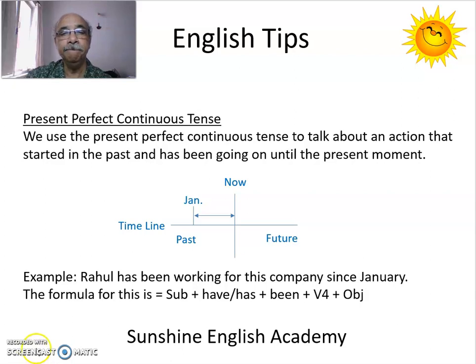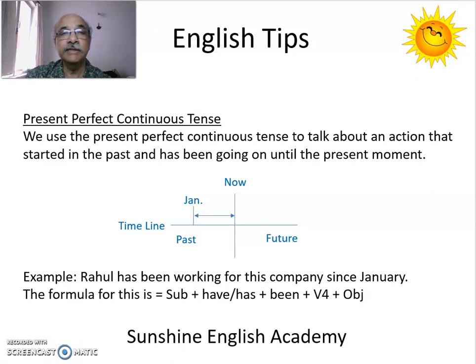Let's look at the diagram. Rahul started working for this company at this point in time, that is January, and that is in the past. And the action has been continuous over a period of time until the present moment. Nothing is shown in the future. It means we don't know whether the action will continue or not. That is the present perfect continuous tense.